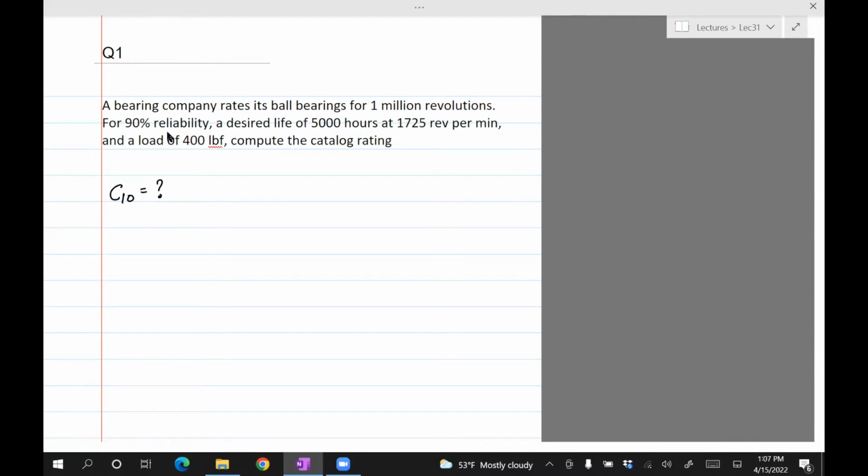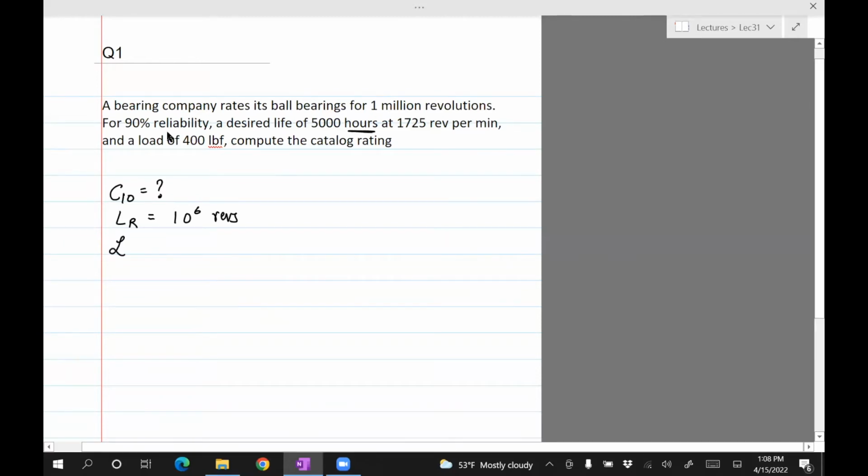Okay, what else do we know? We know that the bearing company rates its bearings for 1 million revolutions. So L_R, where R abbreviates rating, is 10 raised to 6 revs, at 90% reliability. And the desired life, but note that it is in hours and not revs.